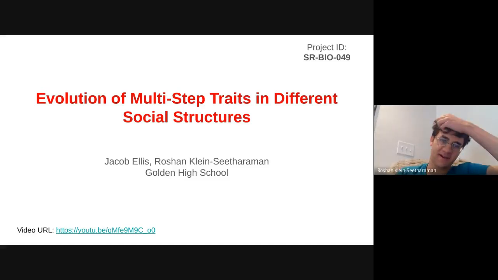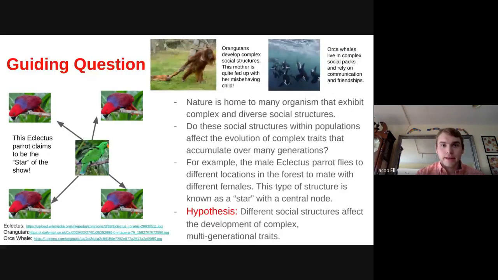Okay, so our project was on the evolution of multi-step traits in different social structures. Both Roshan and I have always loved animals and nature, and we really wanted to investigate this passion from a more quantitative perspective. We were fascinated by the diversity of animals in our environment and naturally turned to evolution to understand how these complex traits have evolved. So we wanted to come up with a really accurate way to simulate evolution because we felt that would be a great thing to do within our project.